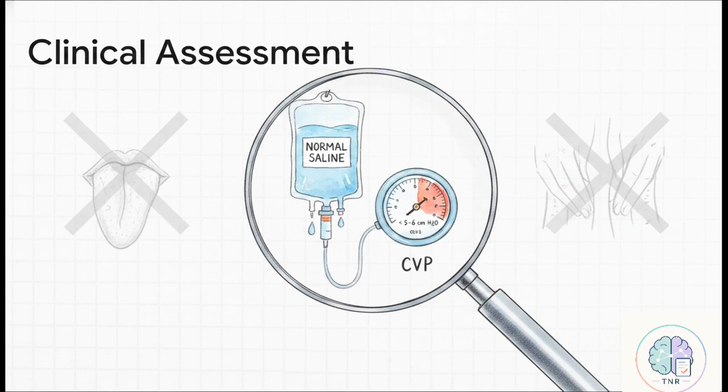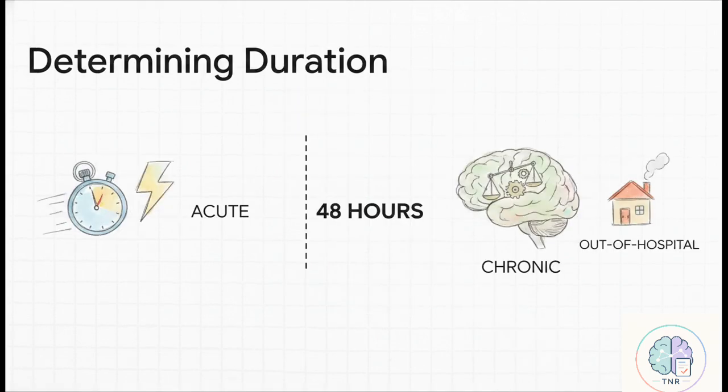If you're uncertain, it's usually safe to run a normal saline infusion test, giving 2 liters of normal saline over 24 to 48 hours. Alternatively, checking the central venous pressure strongly suggests hypovolemia if the value drops below 5 to 6 centimeters of water. We also have to rigorously document the duration. The 48-hour mark is our definitive clinical threshold. Anything less is acute, anything more, or if you just don't know the duration, you absolutely must treat it as chronic.